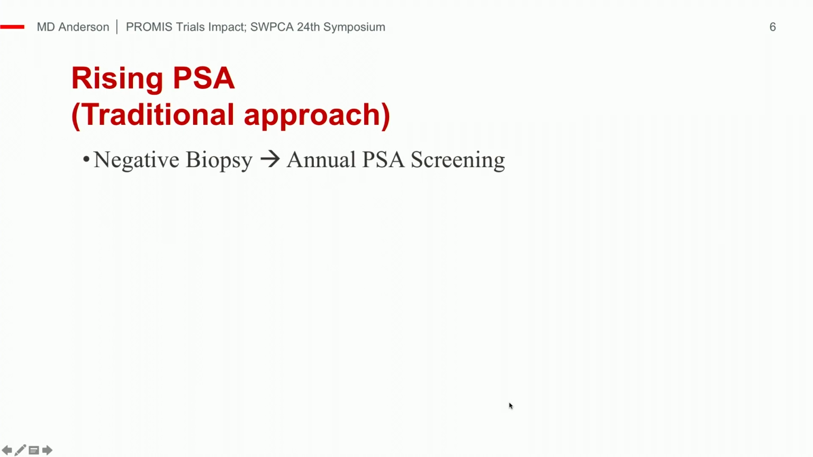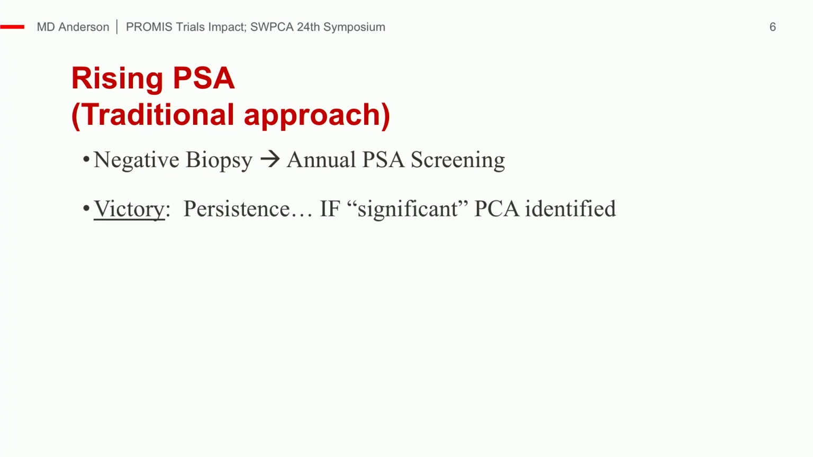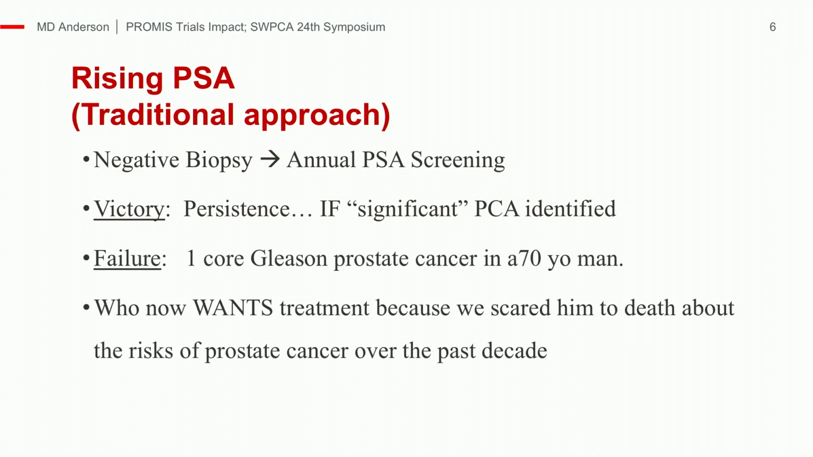So if we had a patient with a rising PSA, the traditional approach, if we had a negative biopsy, was just to keep him on annual screening, bring him back in a year, find out that the PSA was elevated again, and then go ahead and rebiopsy. We were rewarded through our persistence if we found a significant prostate cancer. And we just had a couple of nice talks on how finding significant prostate cancers can impact the prostate cancer specific mortality. However, we had a lot of failure in this approach.